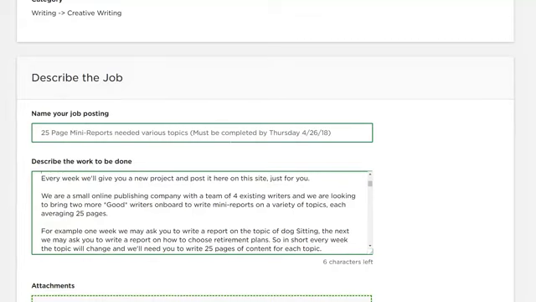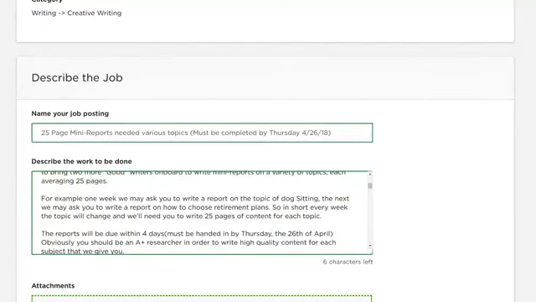You want to be specific as to what you want written, right? You want to be specific as to how many pages. You want to be specific as to the type of content. You may want to be specific as to when you want it done, right? Usually I'll give them like 10 days, but in this case, I'm in a hurry.